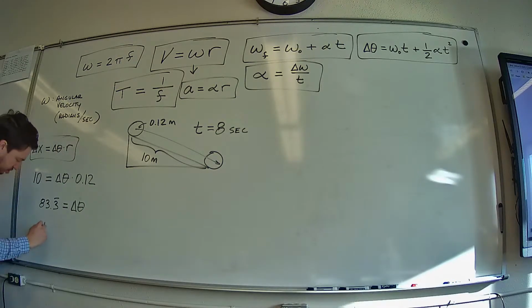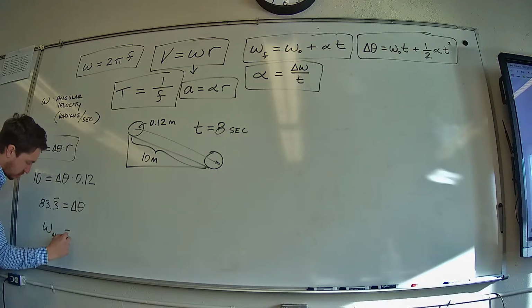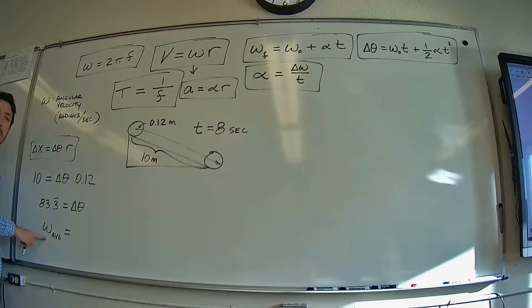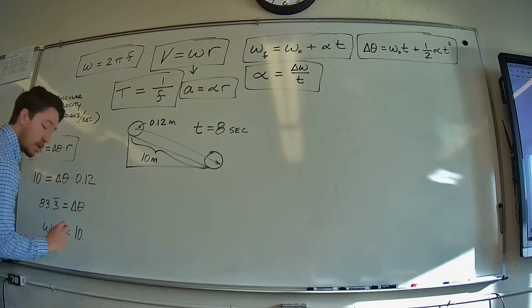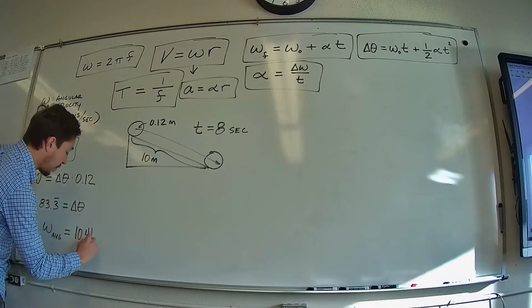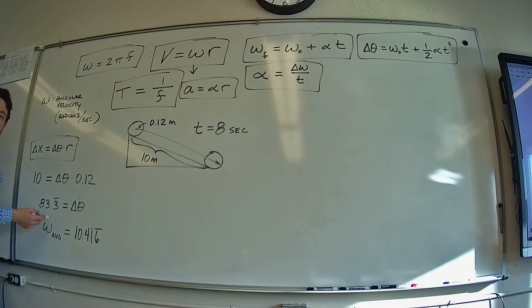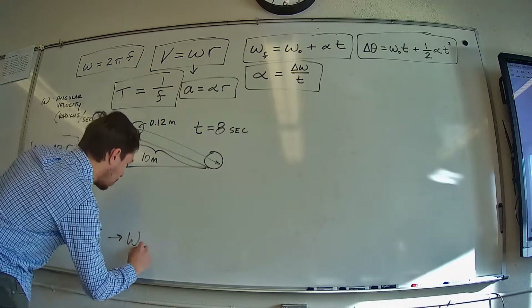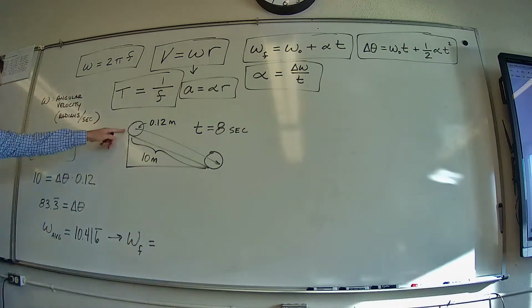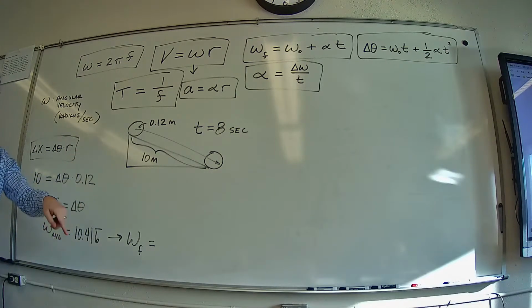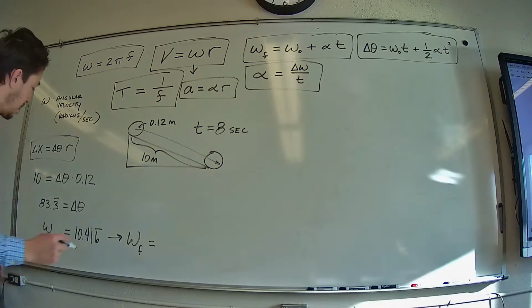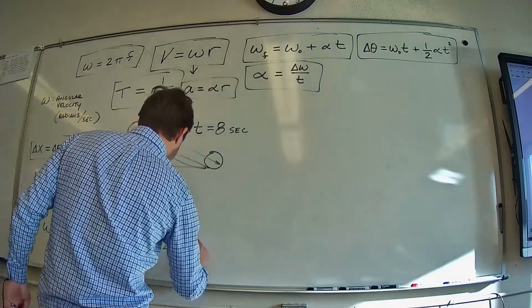So what does that tell us? We can figure out the average rotational rate because it takes this much time to turn this many radians. So divide by 8 gets us 10.416 repeating. Now, what does that tell us? If it started at rest, and that's the average, then what's the final rotational rate? Double that. So 20.8 roughly.